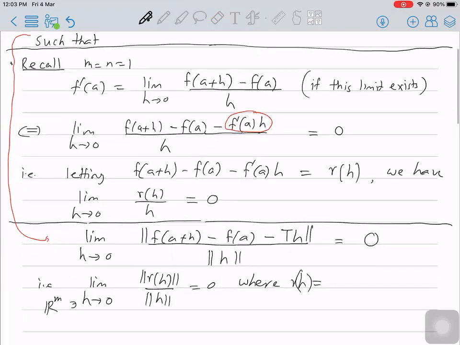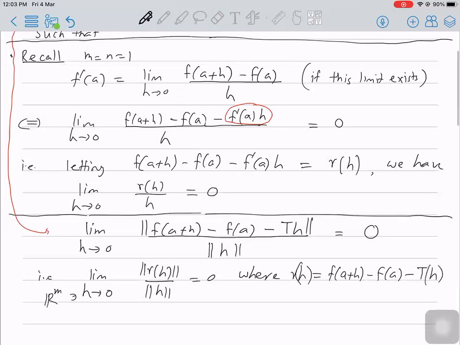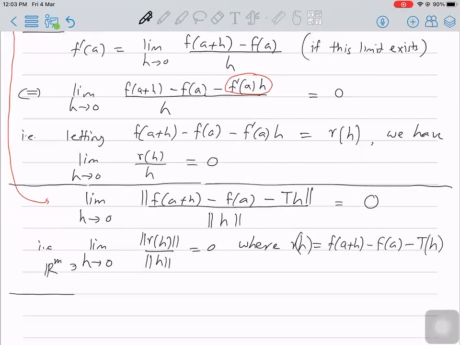So where R of H is f of A plus H minus f of A minus TH. Again, remember TH is the linear operator T applied to H. We have seen so far that when such a map T exists, there is only one such map. So the derivative, if it exists, is really the derivative. It is unique.